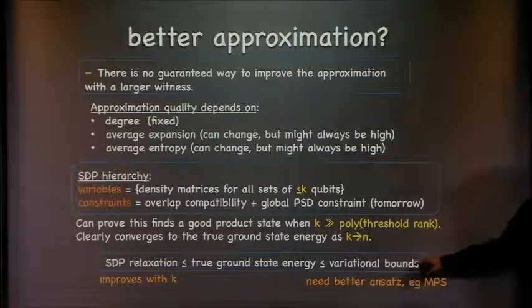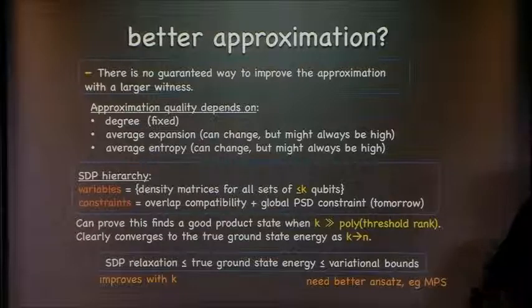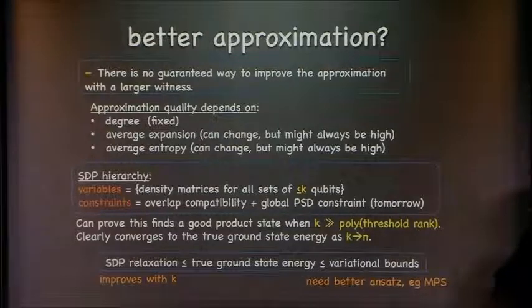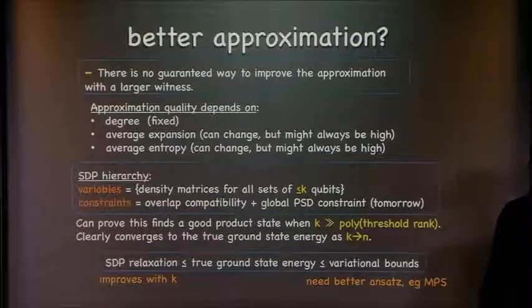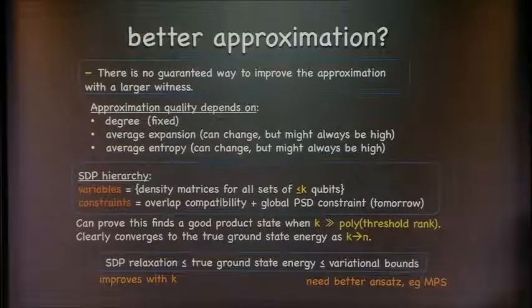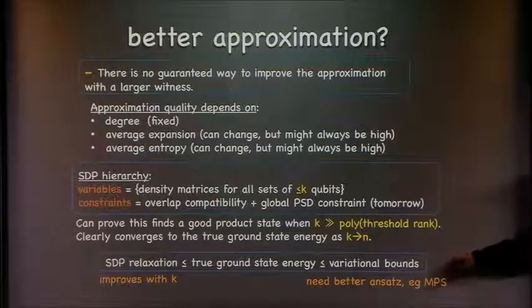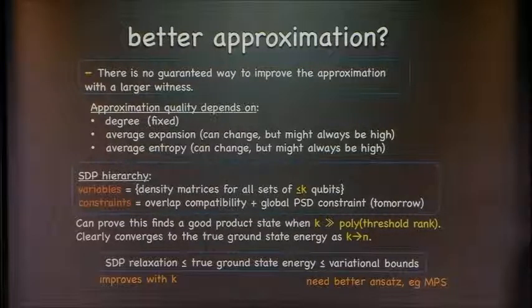But the variational upper bounds are stuck. The only ones we have are product states. There's no systematic way of getting better and better ones. In 1D, we have matrix product states. But if there's no natural 1D structure to your system, we don't have a way of systematically getting better approximations. So I think that's a great problem to figure out in the future.